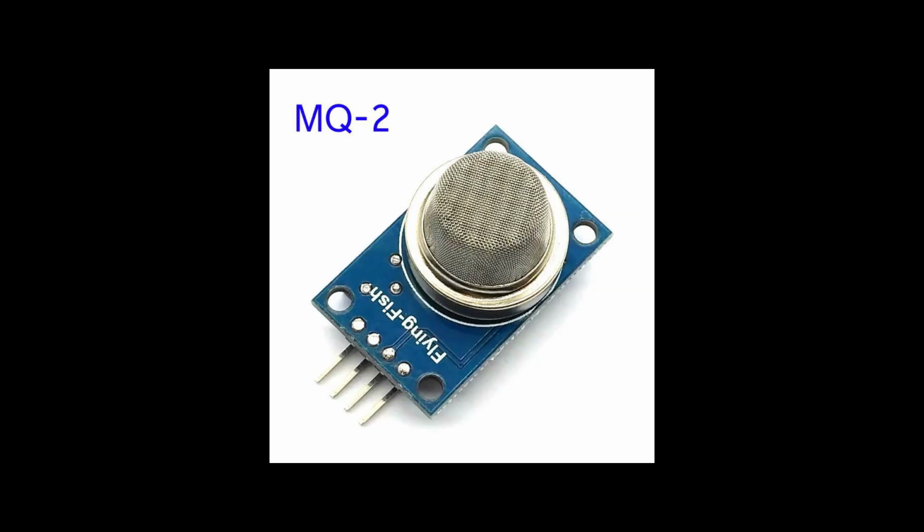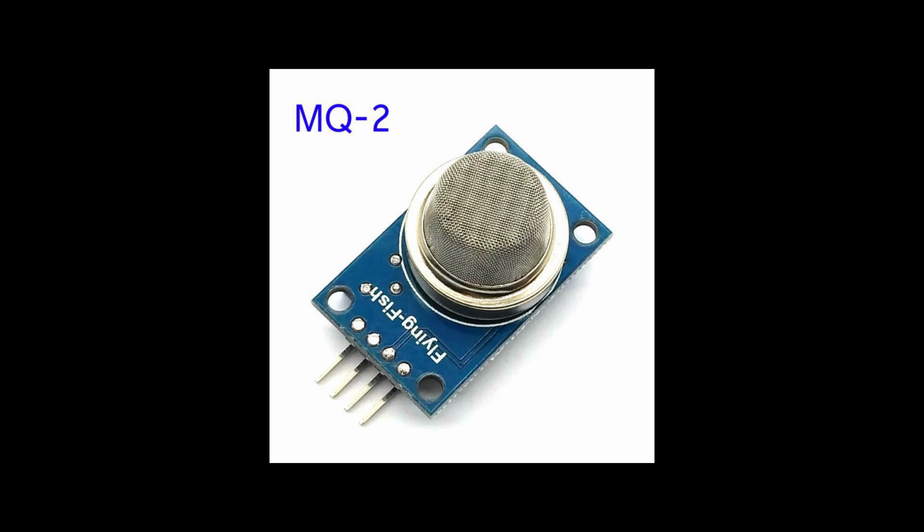Specifications of the MQ2 sensor. There are 4 pins in the MQ2 sensor. They are VCC, ground pin, digital out and analog out. VCC is the pin that powers the module. Typically the operating voltage is 5 volt. Ground is used to connect the module to the system ground.